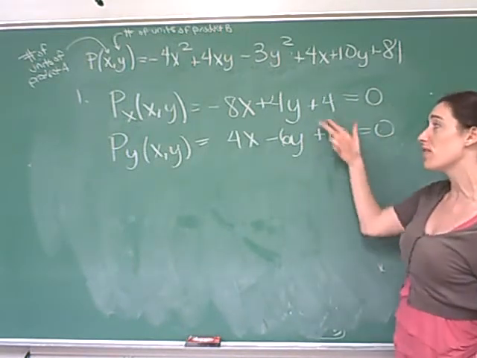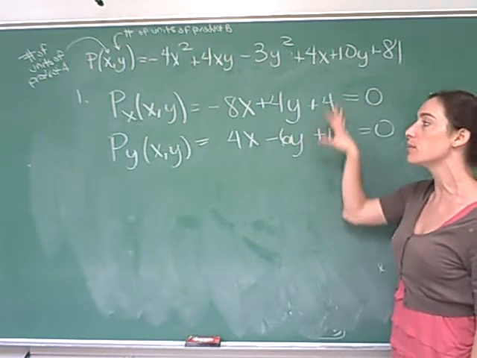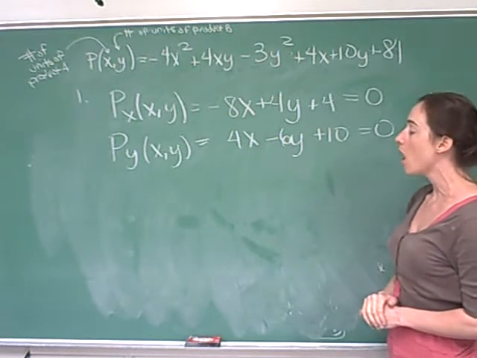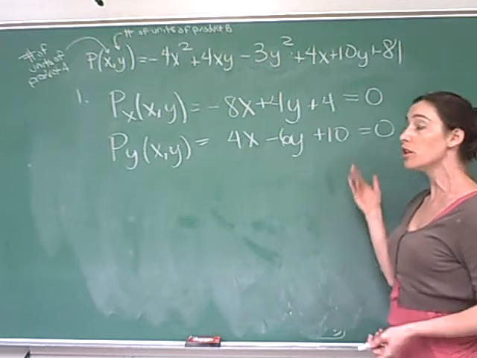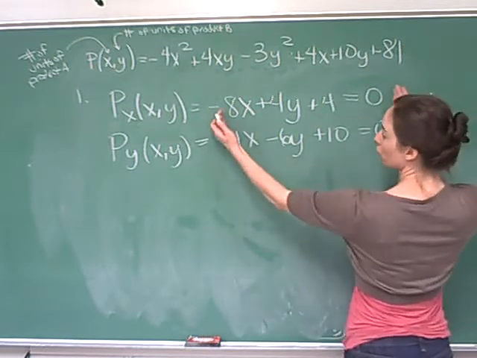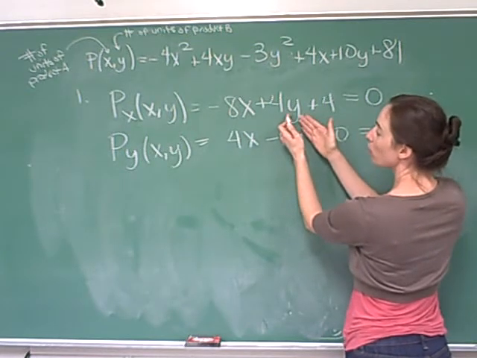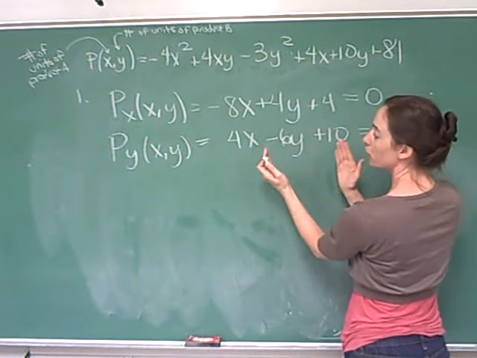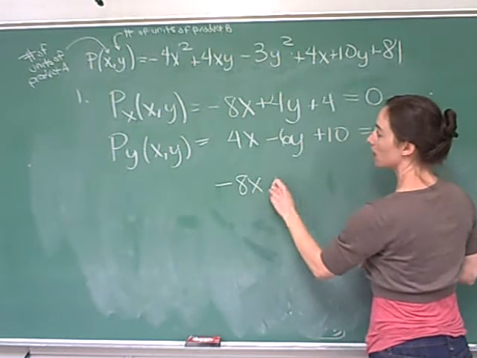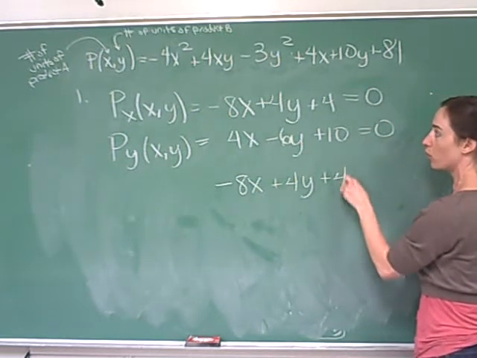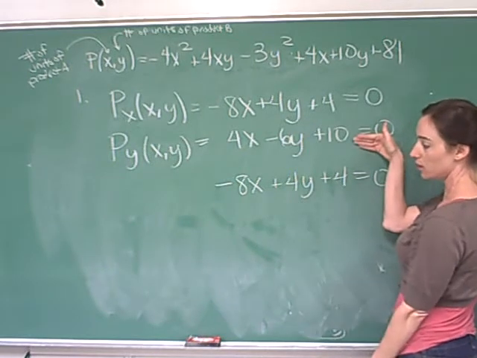And as I can see, these derivatives both involve the variable x and the variable y, so I'm going to have to solve a system of equations to find my critical point. You can do this any way you feel comfortable. You can use matrices, elimination. I'm going to use substitution. So I'm going to take my first derivative equation, solve it for y, and then substitute that value into the second derivative equation I have here. So I'm going to start with my minus 8x plus 4y plus 4 equals 0. I'm going to solve for y and then substitute that into this equation.